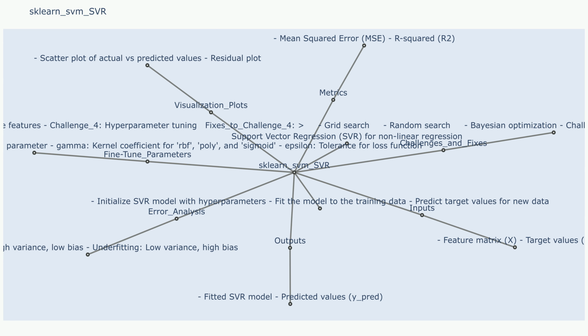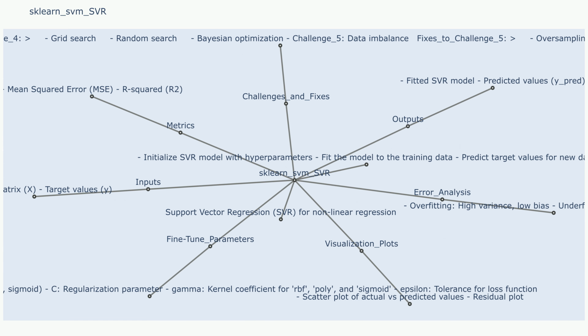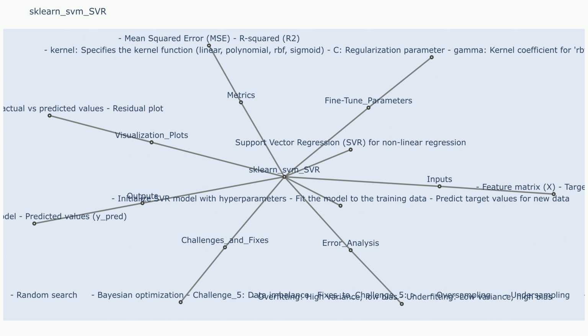Inputs: X. The input features, typically a 2D array with each row representing a sample and each column representing a feature. Y. The target values, a 1D array corresponding to the output values for each sample in X. Outputs: model. A fitted SVR model, containing the learned parameters. Predictions: the predicted values for new input data, generated by the trained model.